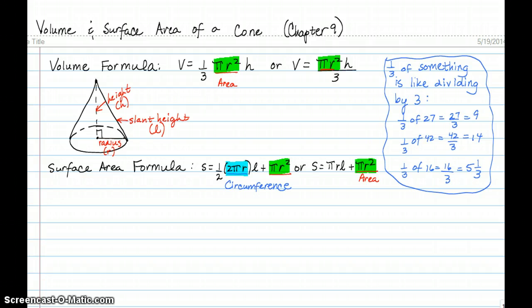If you take 1/3 of something, it's like dividing by 3. For instance, 1/3 of 27 is the same as 27 divided by 3, which is 9. 1/3 of 42 is the same thing as 42 divided by 3, which equals 14. And 1/3 of 16 is like 16 divided by 3, which is 5 1/3.